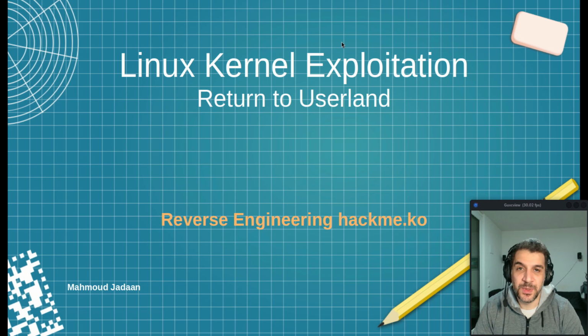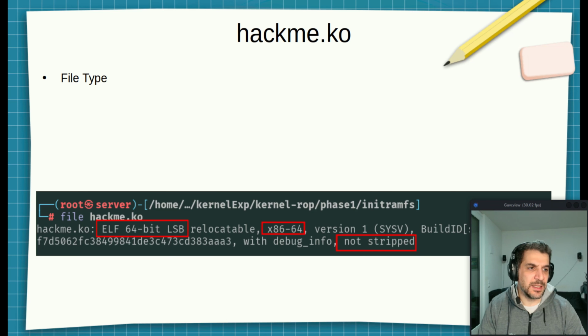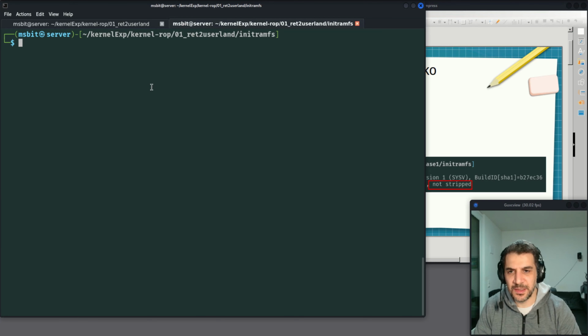After setting up our testing environment, the next step is to reverse engineer the hackme kernel module and see if there are any vulnerabilities there. So let's start. First, let's check the file type.